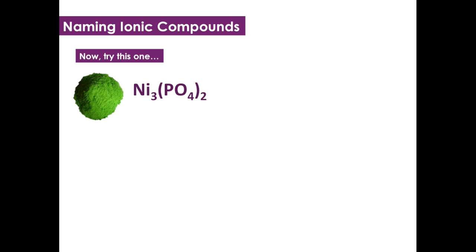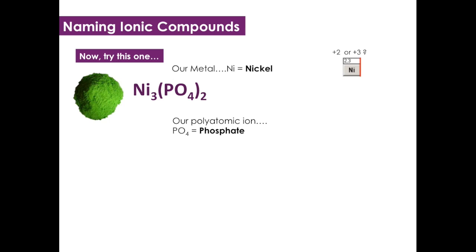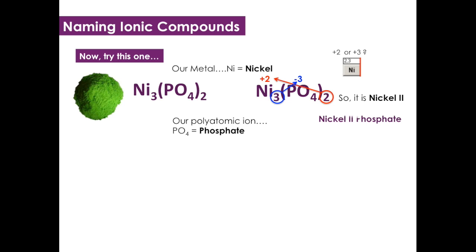Now try this one. Our metal nickel, that is Ni. Our polyatomic ion PO4, phosphate. Nickel can have positive 2 or positive 3 charge. Let's analyze it. Watching the subscripts, the 3 gives us a charge of negative 3 for phosphate and the 2 a positive 2 for nickel. So it's nickel 2 and the name will be nickel 2 phosphate.